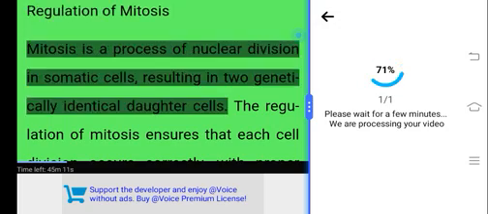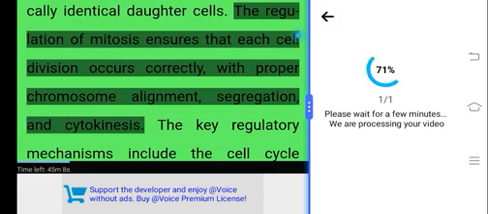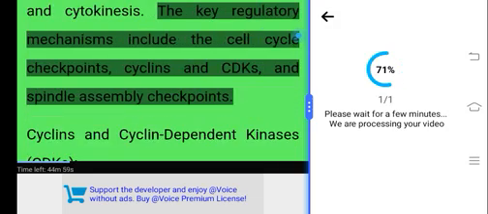Regulation of mitosis. Mitosis is a process of nuclear division in somatic cells, resulting in 2 genetically identical daughter cells. The regulation of mitosis ensures that each cell division occurs correctly, with proper chromosome alignment, segregation, and cytokinesis. The key regulatory mechanisms include the cell cycle checkpoints, cyclins and CDKs, and spindle assembly checkpoints.